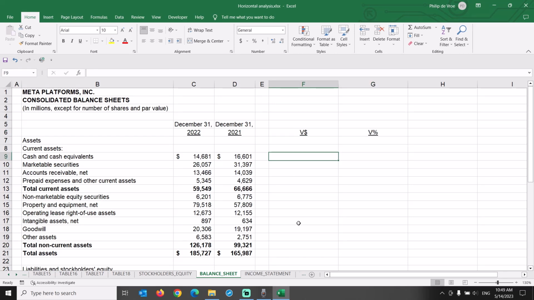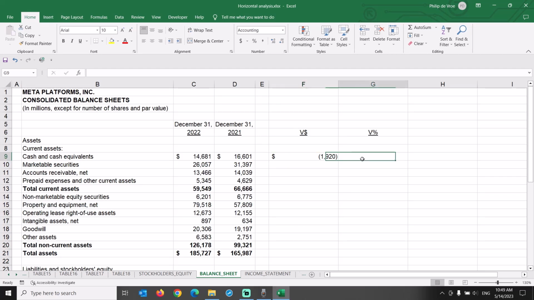The variance in dollars is simply the current year number minus the prior year number. For the cash and cash equivalents line, cell F9 equals C9 minus D9. The year-over-year change here is a decrease of $1.9 billion, hence the brackets to indicate the negative number.